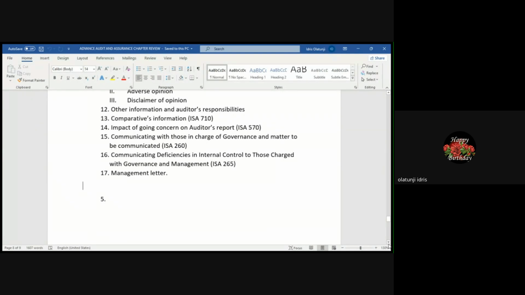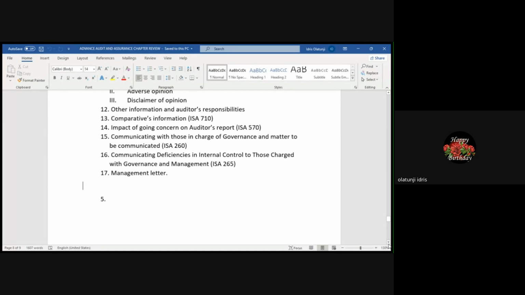Then another one there is the management letter. Now, what is a management letter? This management letter is the letter sent by the auditor to the organization, explaining the audit observations, the effect of the observations, and the recommendation on those observations in the financial statement that need management attention.